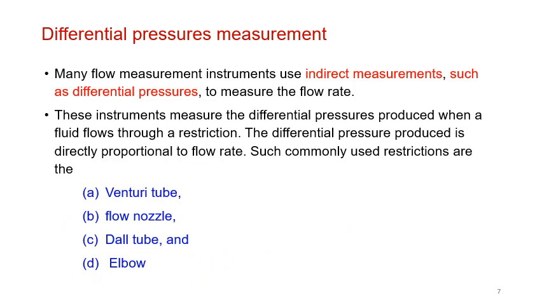Here is the differential pressure measurement. In differential pressure measurement, we are going to make a differential in pressure for the liquid as it's flowing through a certain pipe. So we are going to let the flow go through a certain pipe, and that pipe will generate differential pressure between one point and another point. And we are going to measure that differential pressure by a differential pressure sensor, which will tell us about the flow rate. The types of pipes used for that are Venturi tube, flow nozzle, Dall tube, and elbow. They are seen in the next slide.